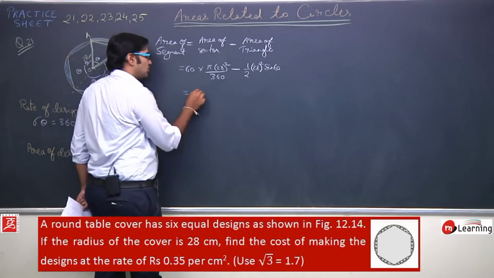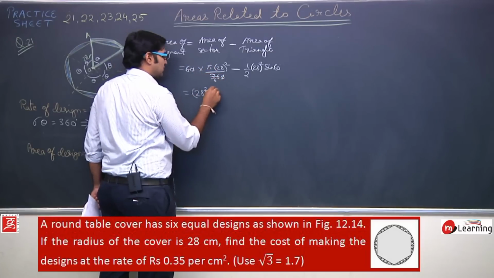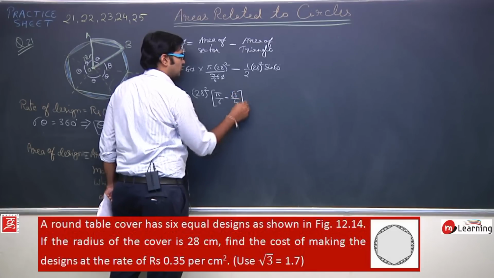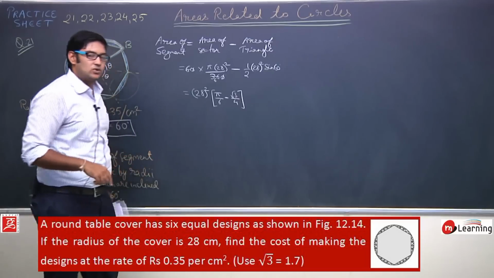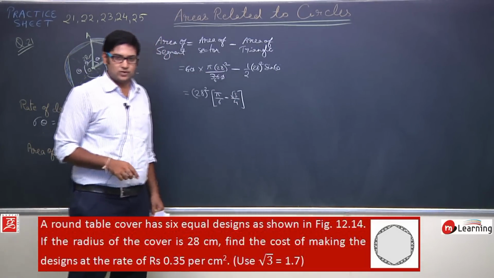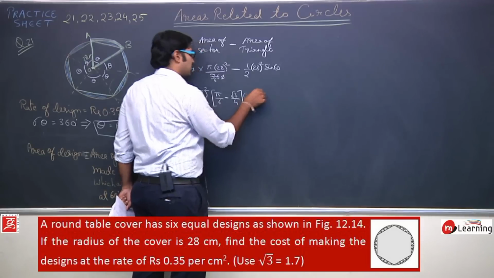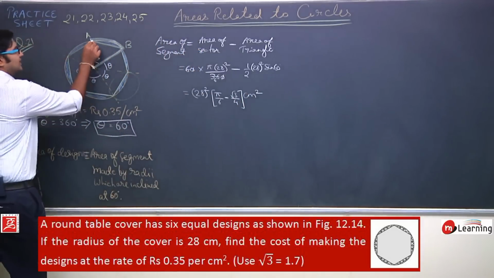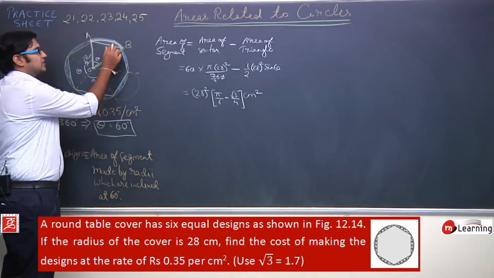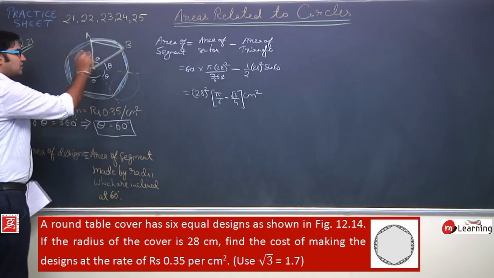If I take 28 square as common, it will give you 28 square times the bracket pi by 6 minus root 3 by 4, because sine 60 degrees is root 3 by 2 and this is 1 upon 2. So root 3 by 2 into 1 upon 2 is root 3 upon 4. So this is the area in centimeter square. This is the area of only this part of the design, but I need to calculate the area of the complete design.